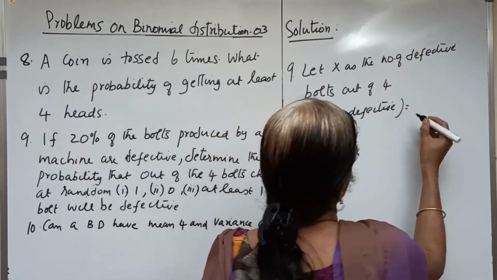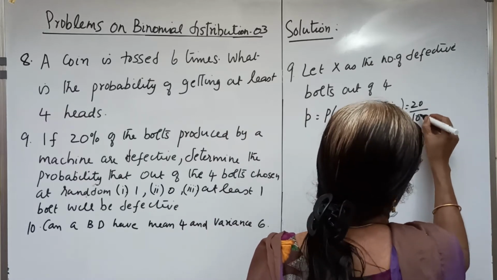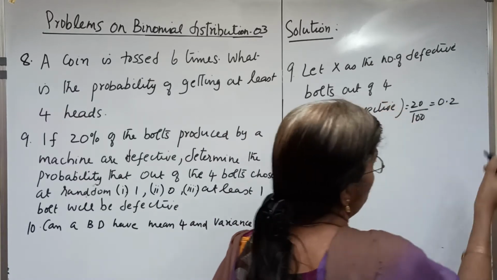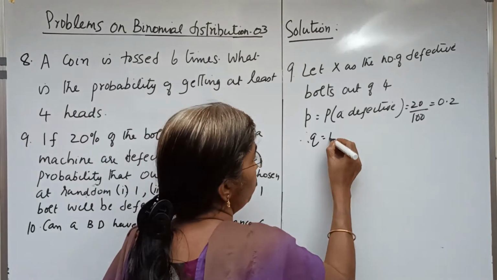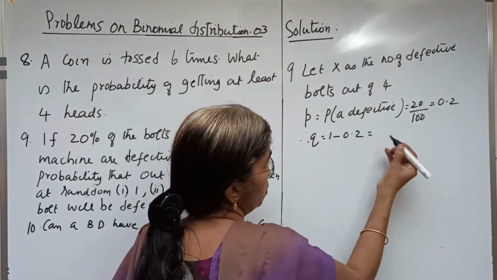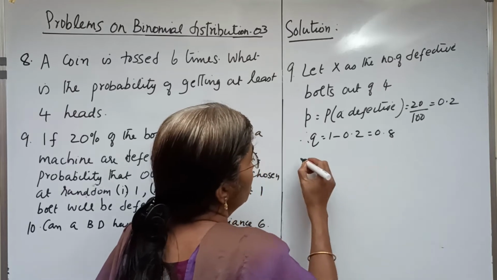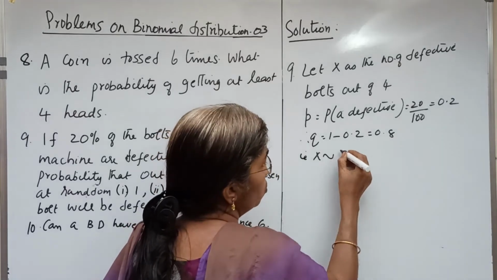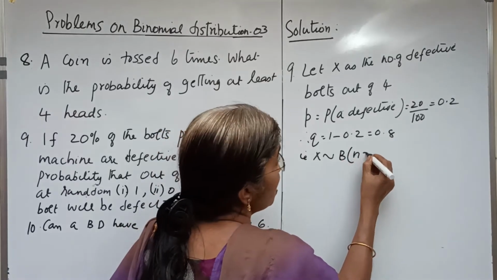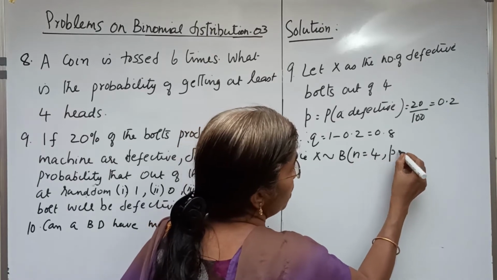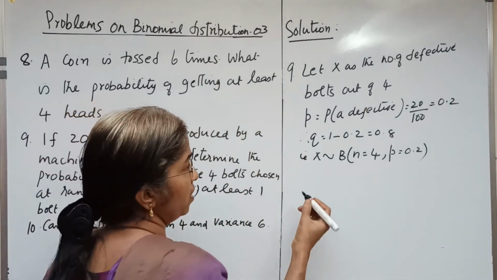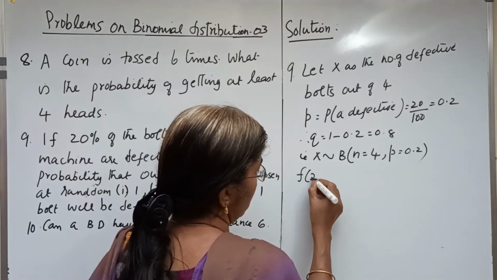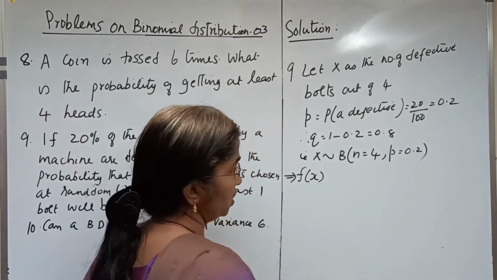So p equal to 20 by 100, which is equal to 0.2. Therefore q equal to 1 minus 0.2 is 0.8. That is, X follows binomial with n equal to 4, p equal to 0.2. Hence, we can obtain f of x.